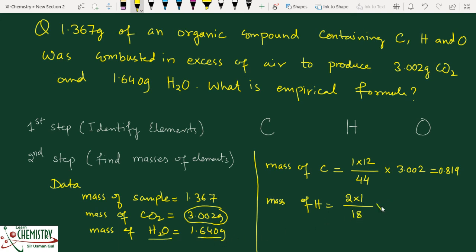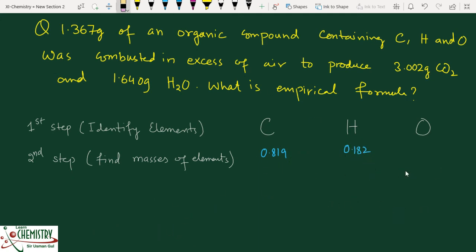Okay, now the mass of hydrogen, similarly in the formula there are two hydrogens, so 2 multiplied by 1, and the molar mass of the water is 18, multiply by 1.64. So I will get the mass of hydrogen, that will be 0.182 gram. Okay, now I have calculated the mass of carbon and the hydrogen. Remember that we need 3 elements, but we are going to calculate only 2 masses. So mass of carbon, it is calculated 0.819 gram, and the mass of hydrogen, it is 0.182.